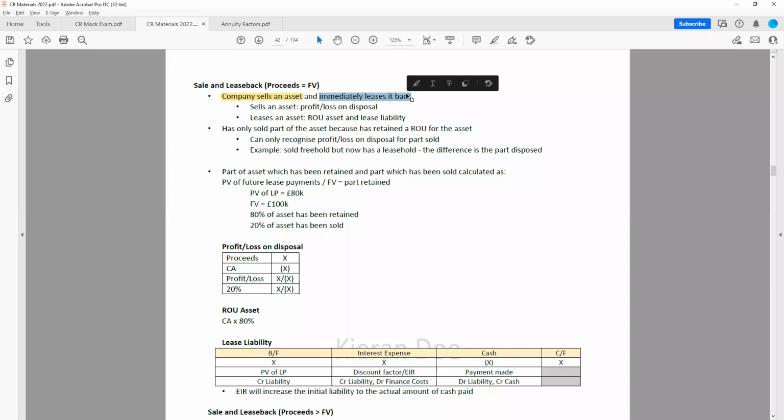So don't get this confused with selling an asset and then having an arrangement to repurchase it, sale and repurchase. They're selling it and leasing it back.